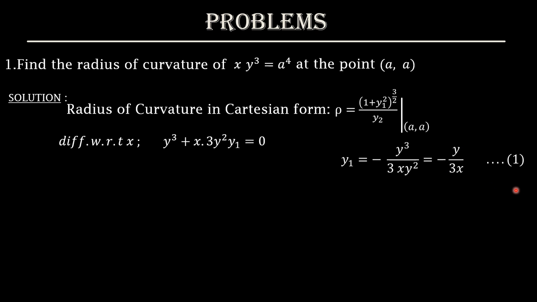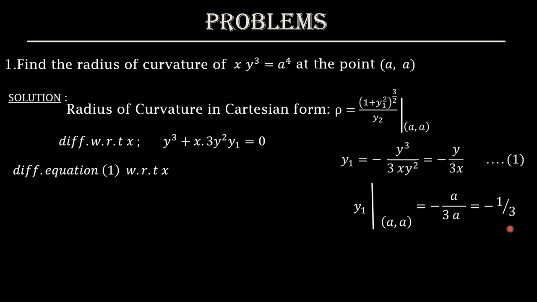Let me call it equation 1. But we need to find y1 at the point a comma a, isn't it? So what is your x coordinate over here? The x coordinate is a, as well as the y coordinate is a. So substituting the value of x and y, the value of y1 at the point a comma a is minus 1 by 3.